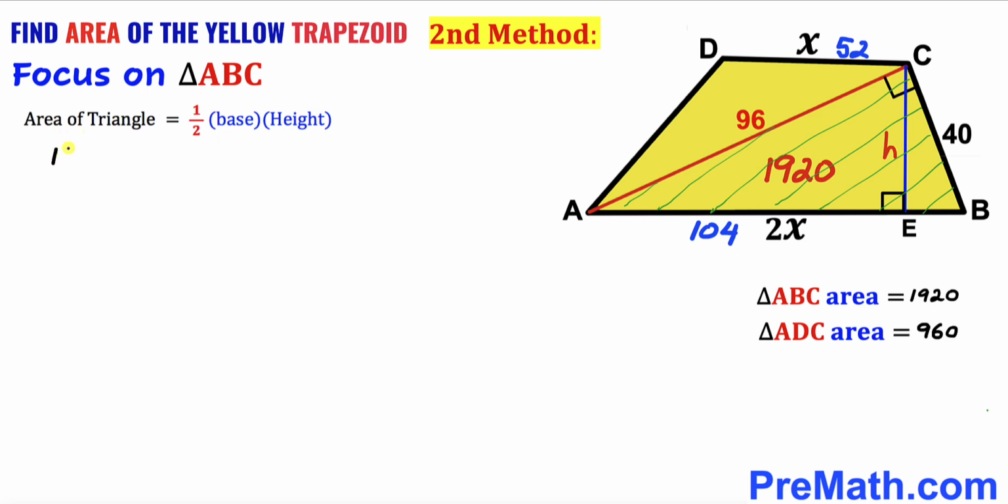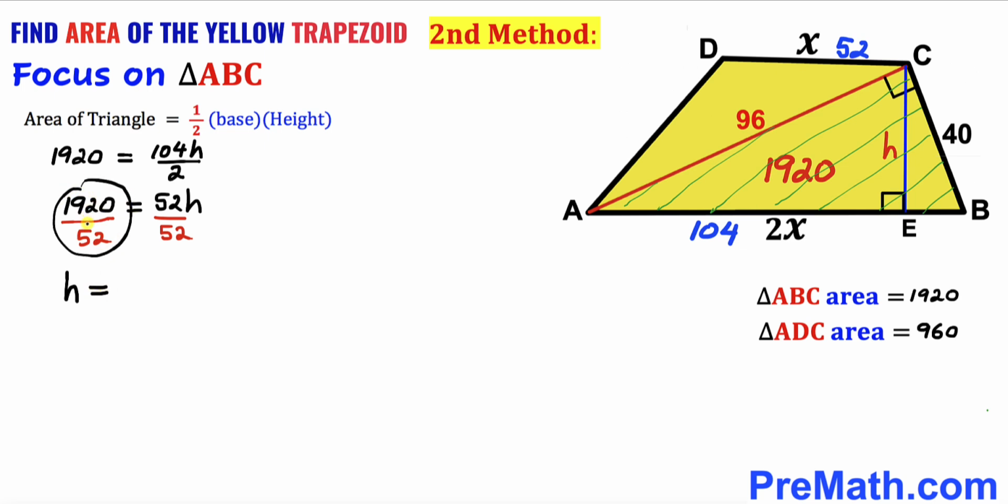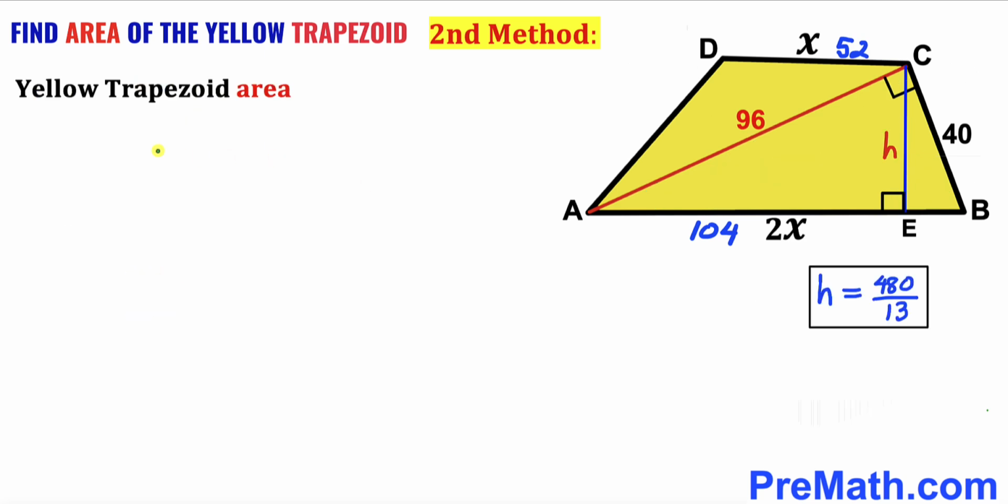So this is going to be 1920 equals 104 times H divided by 2. Let's go ahead and simplify. We're going to get 1920 equals 52 times H. Let's go ahead and divide both sides by 52 to isolate H. So therefore our height H value, if we reduce this fraction, is going to give us 480 divided by 13.